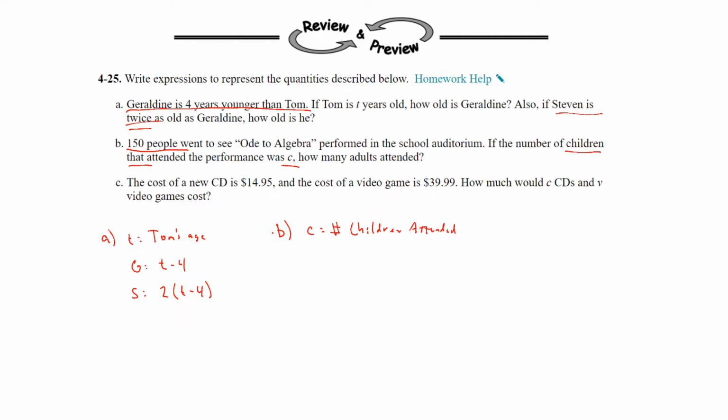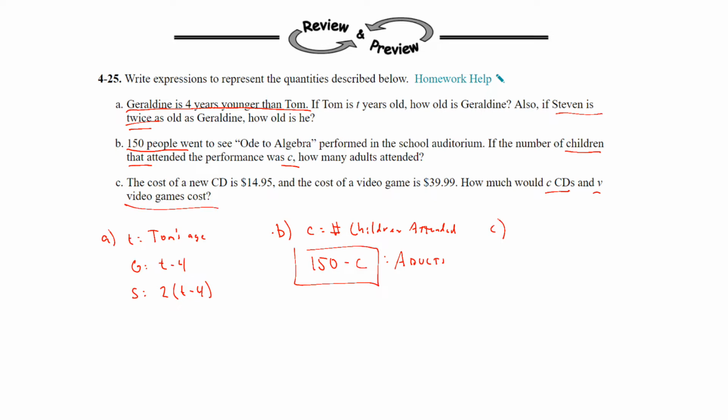Okay. So in terms of the adults, you have 150 people attend. So if you take 150 minus C, that would represent the number of adults that would attend. So 150 minus C. And then the third one, the cost of a new CD is $14.95, and the cost of a video game is $39.99. How much would C CDs cost and B video games cost?